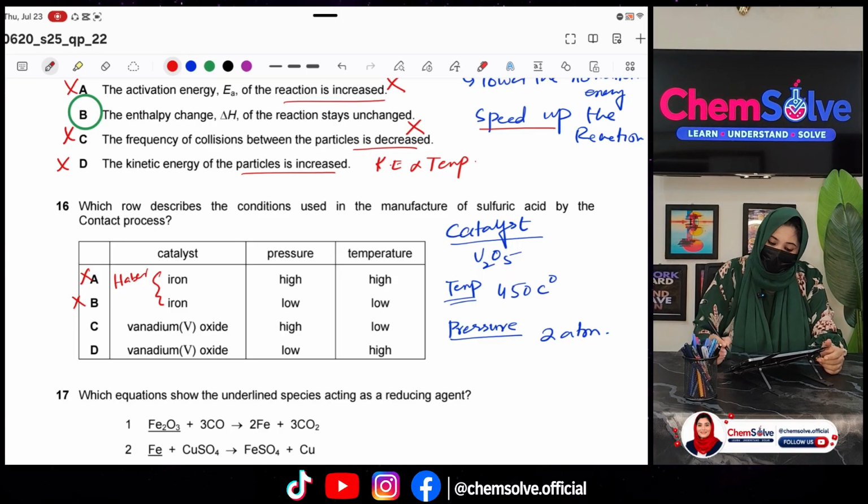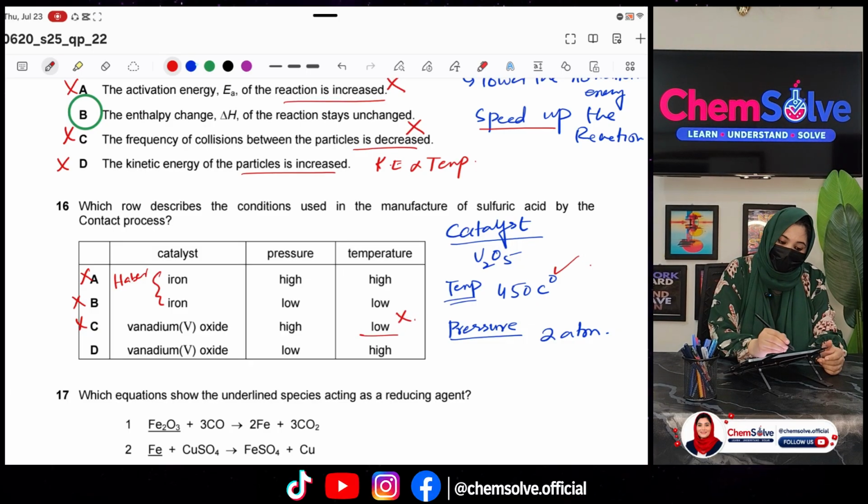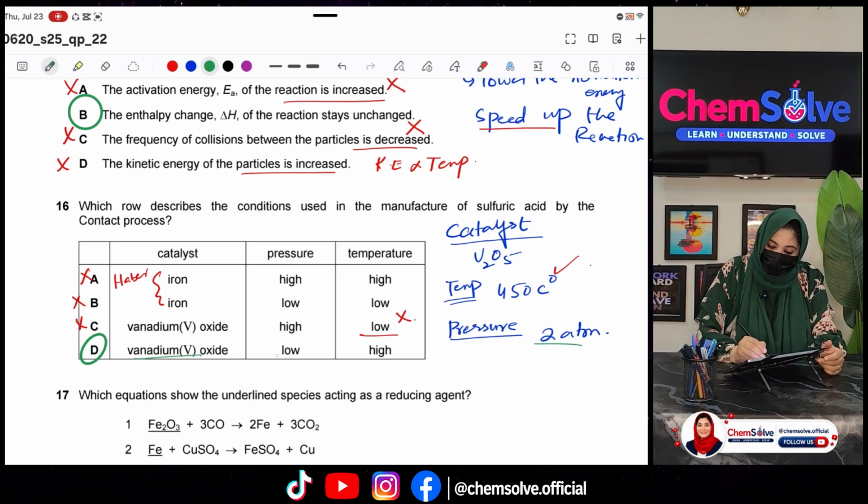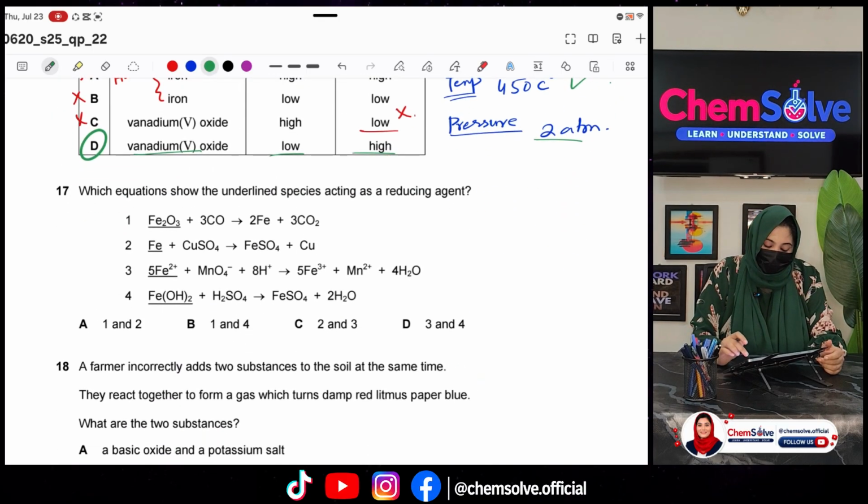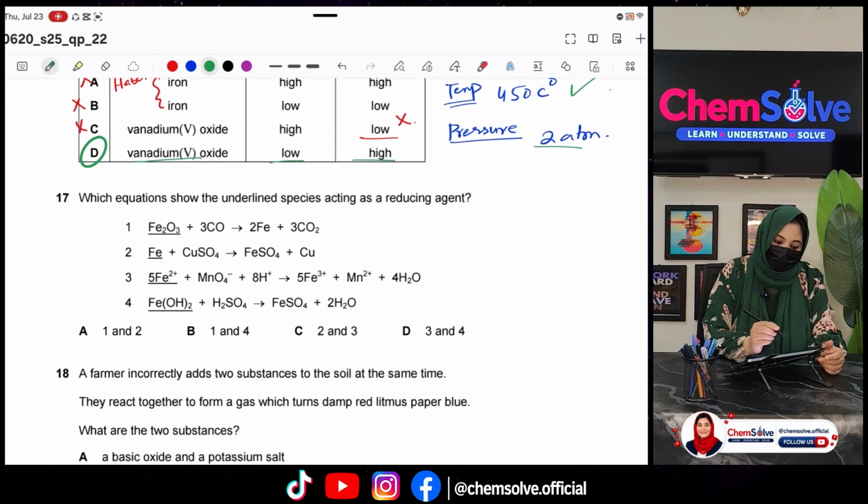Vanadium pentoxide, yes. Temperature is 450 and option C says it has low temperature. No, it has high temperature. So the correct option is option D, which says vanadium pentoxide is a catalyst, pressure is low and temperature is high. Okay, so the next question is question number 17.